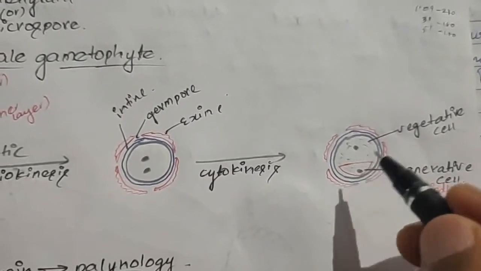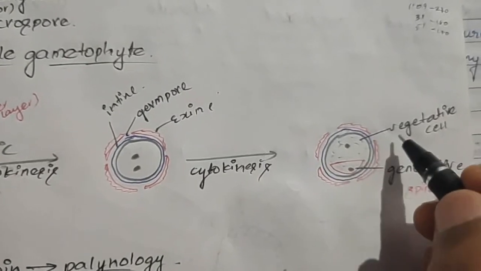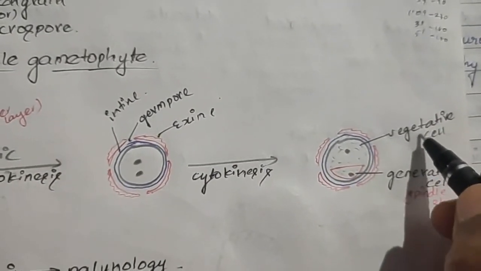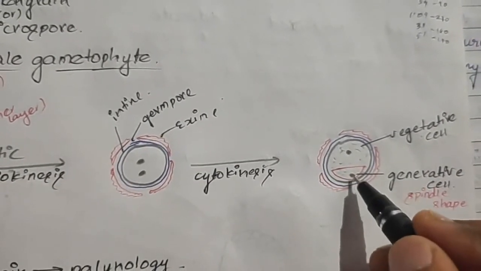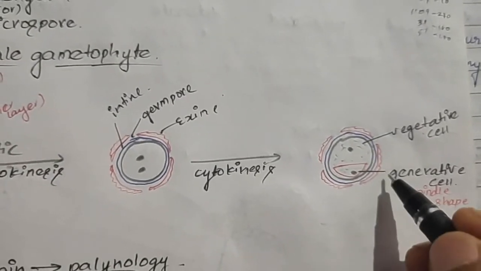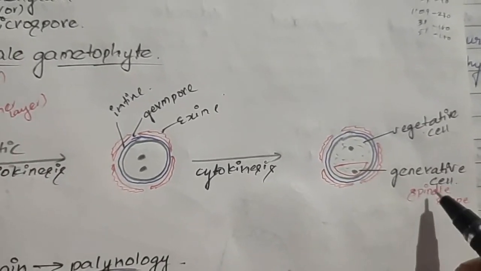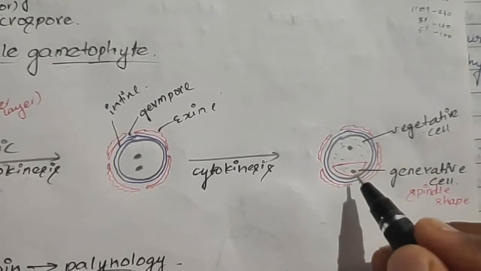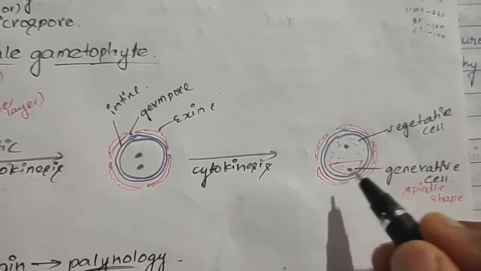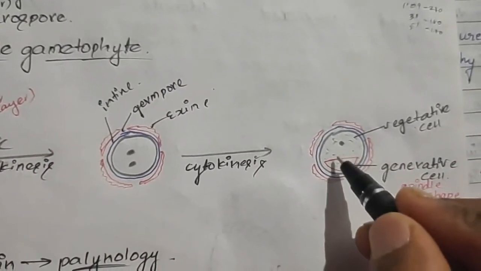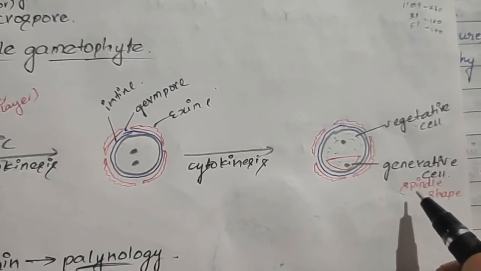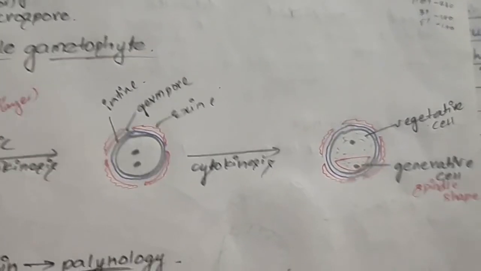One nucleus will take a large amount of cytoplasm and is known as the vegetative cell or tube cell, and the other nucleus will take less cytoplasm, and this is known as the generative cell. Initially this generative cell is towards the lower side, and after some time it comes towards the upper side and forms a spindle-like shape.